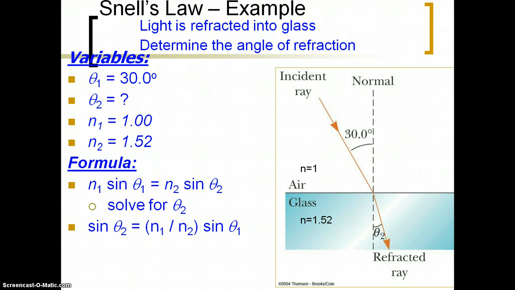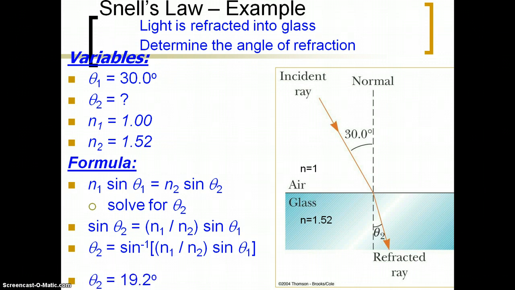Anybody happen to know how to get theta by itself? You take the inverse of the sine. On your calculator, there is an inverse sine function. Usually you have to hit second and then inverse sine. I'll show that on the overhead in a minute. But if you take the inverse sine of both sides, you get theta 2 by itself. If you plug that into your calculator, you should get 19.2 degrees.